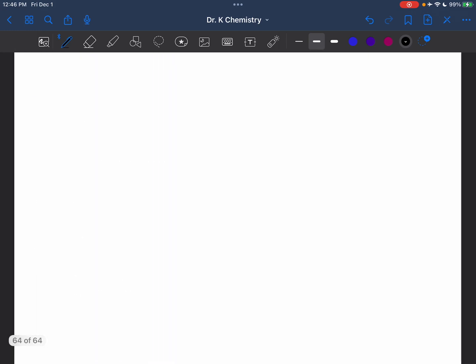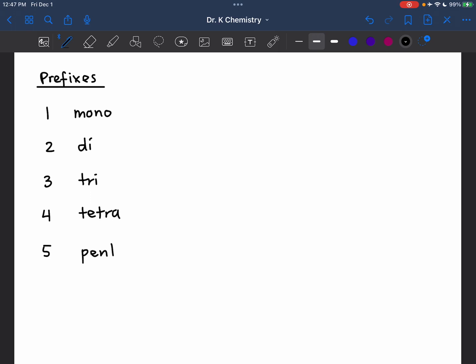So let's take a look at the prefixes that we're going to use. And these are distinctly different from the prefixes we use in organic nomenclature, which is where a little bit of confusion tends to happen. So if there's one element, the prefix is mono. If there are 2 of the same element, the prefix is di. 3 is tri. 4 is tetra, 5 is penta, 6 is hexa, 7 is hepta, 8 is octa, 9 is nona, and 10 is deca.